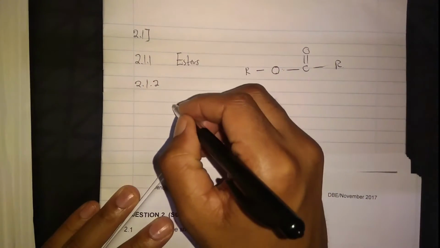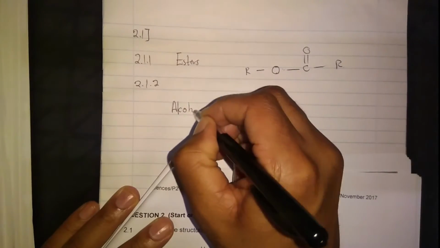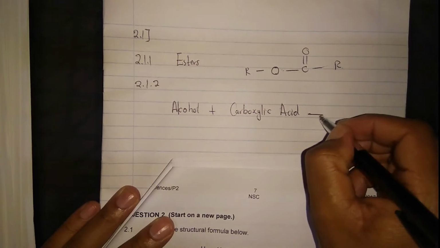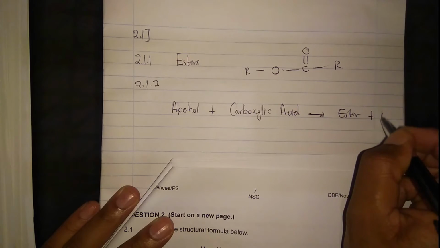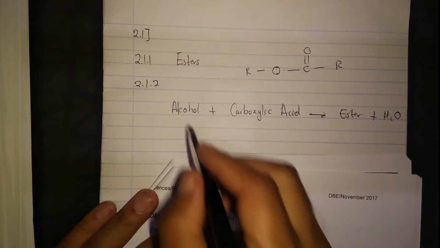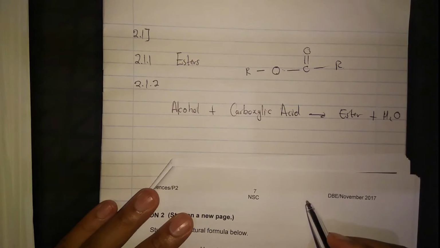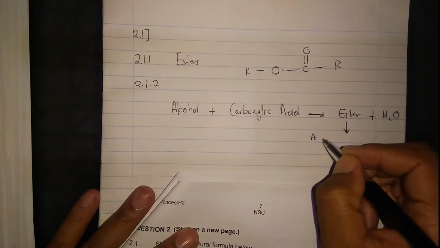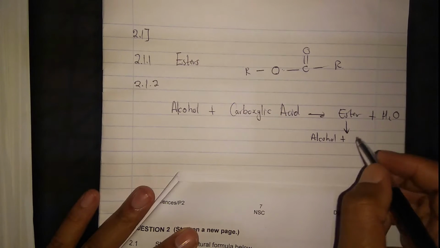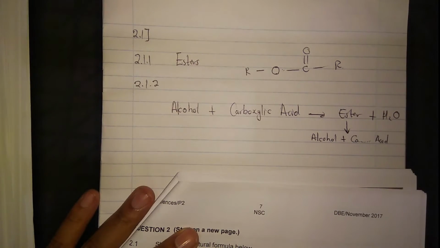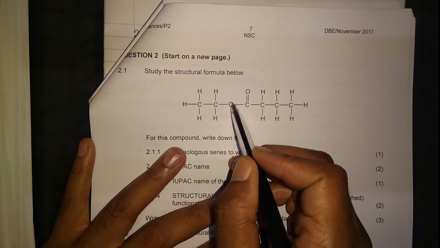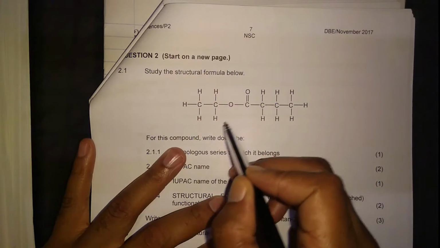So siyazi ukuthi ama esters are being formed by an alcohol plus a carboxylic acid to form an ester and H2O, water, amanzi, right? So the alcohol and the carboxylic acid give an ester. So when naming an ester, when giving the IUPAC name of an ester, you need to give it the alcohol part plus the carboxylic acid part of the reaction. So an ester is just a combination of the alcohol and the carboxylic acid. So check out. The oxygen is associated with the alcohol part.